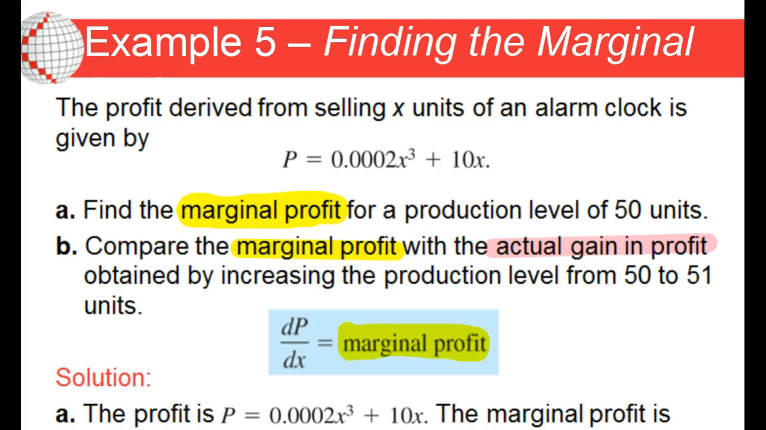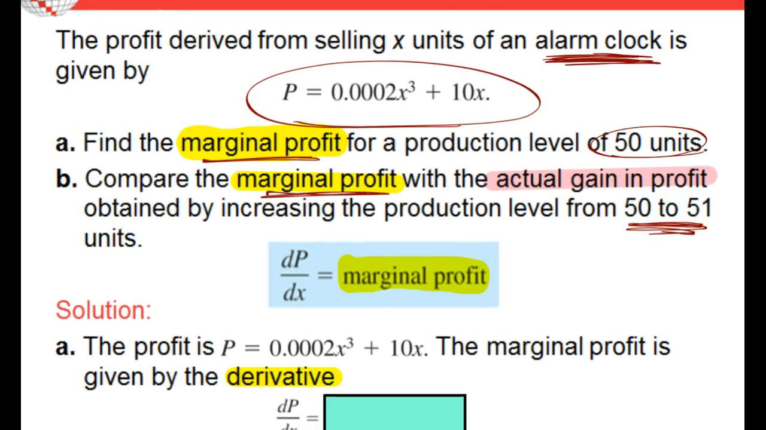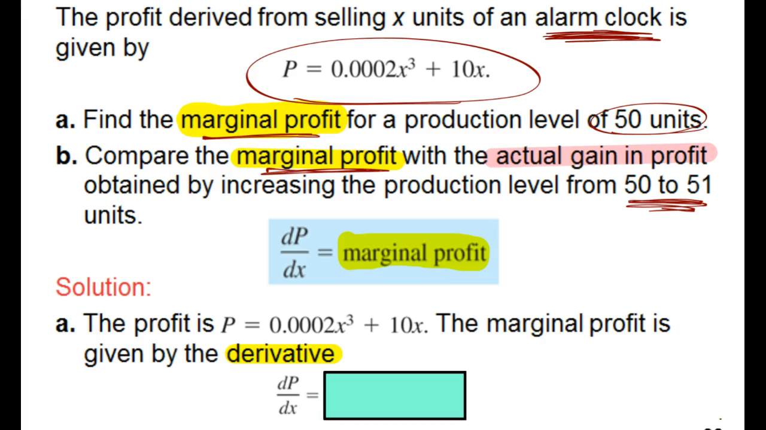So an example of this would be: the profit function is given for selling x amount of alarm clocks, and we could find the marginal profit for the production level at 50 units, and then compare that marginal profit with 50 and 51, which is the actual gain in profit of just increasing it by 1 unit. So for the solution for that, we need to find the derivative, because remember, whenever you see the word marginal, that means go find the derivative.